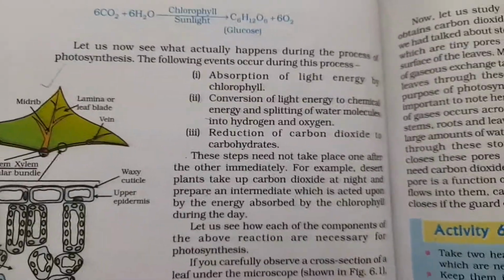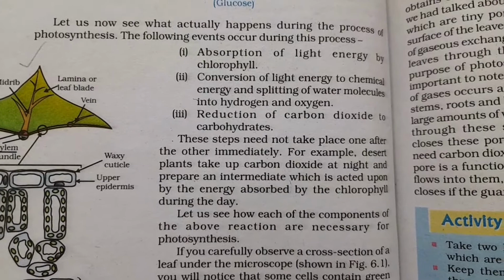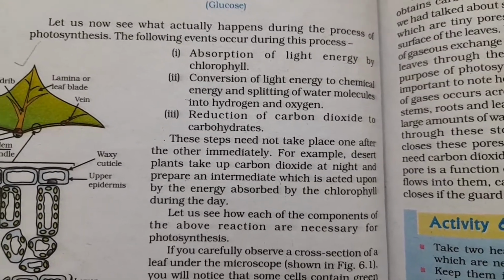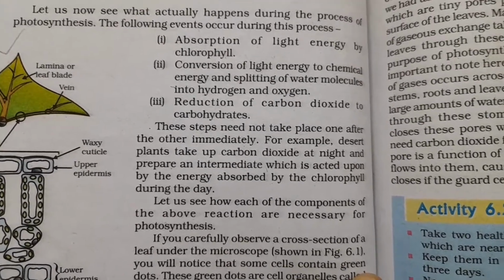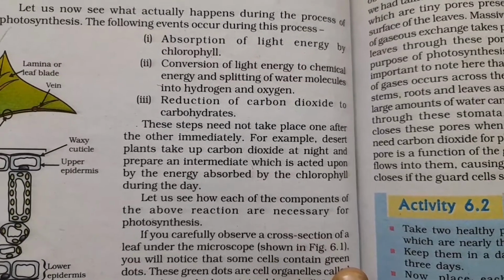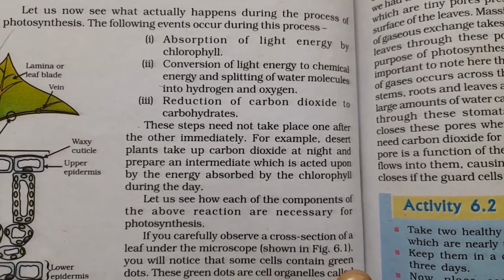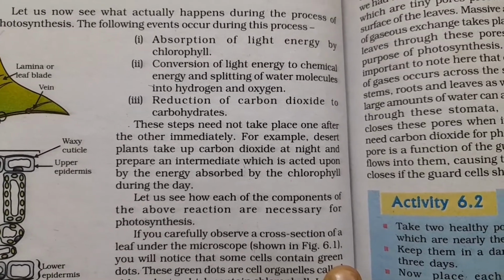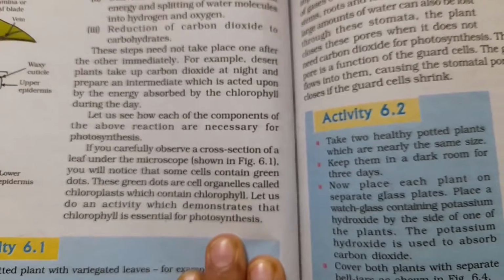Next we are going to see what actually happens during photosynthesis. The following events occur during this process. First the light is absorbed by the chlorophyll. Now the light is converted into chemical energy, and water is split into hydrogen and oxygen, and carbon dioxide is reduced to carbohydrates. This does not take place in an orderly manner.